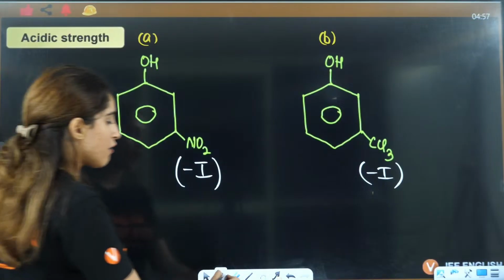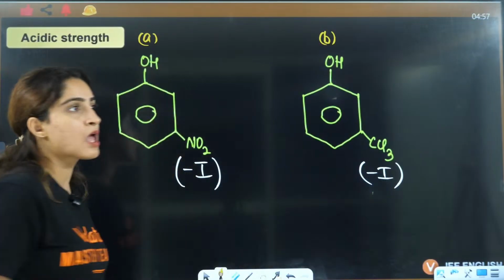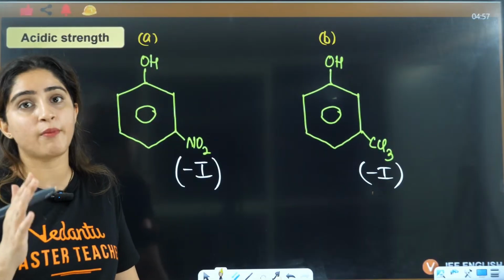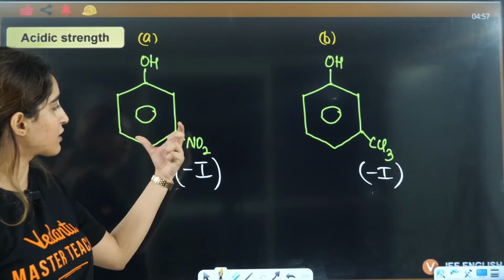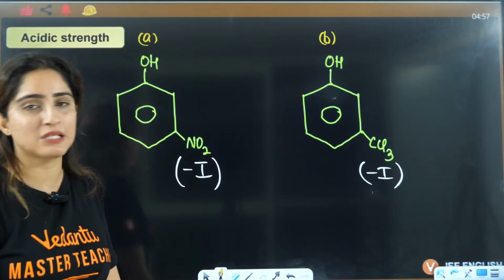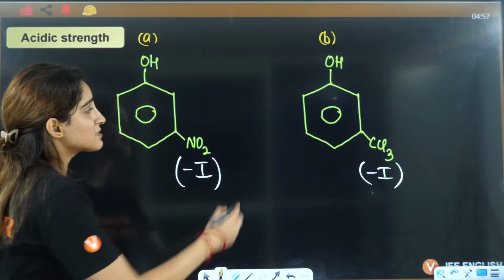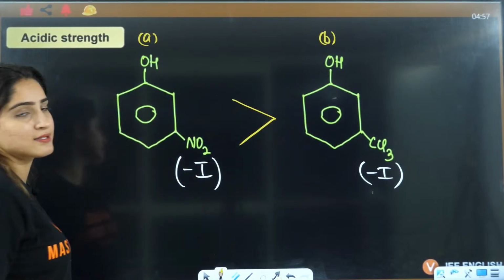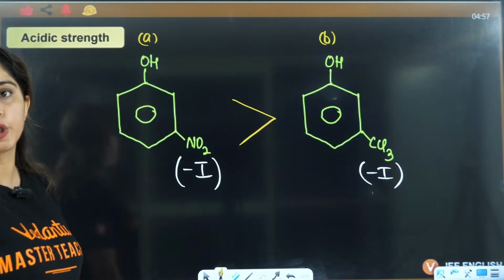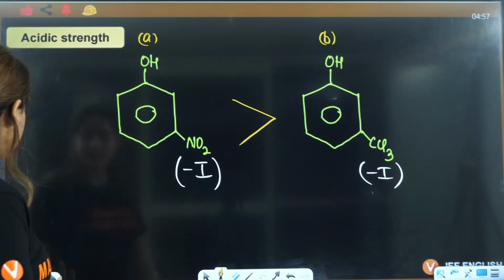Which one will have good minus I effect? For this you need to watch the inductive effect lecture, where we have studied that the inductive effect of this NO2 group is stronger as compared to CCl3 group, and that is the reason it will be more acidic. So answer is, this A is more acidic as compared to B, right?